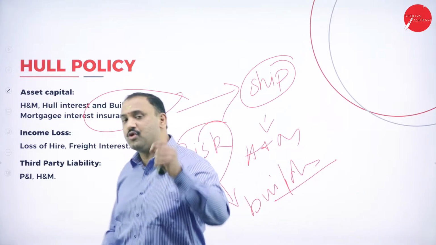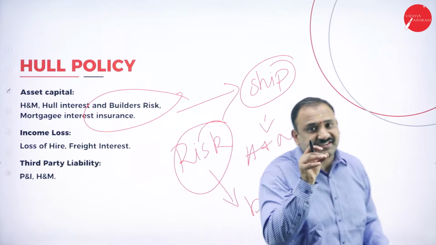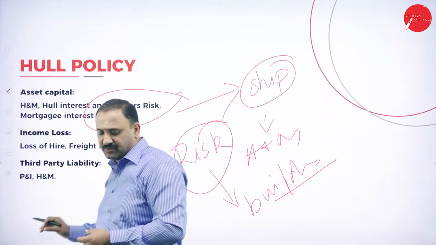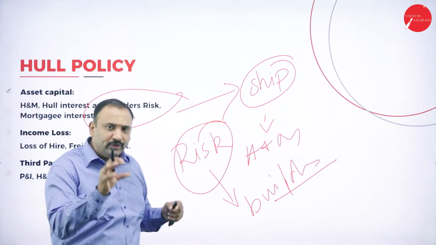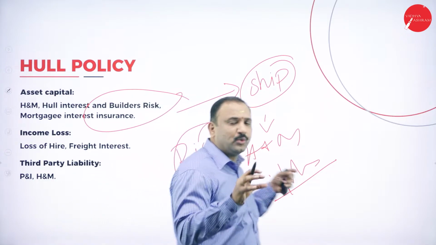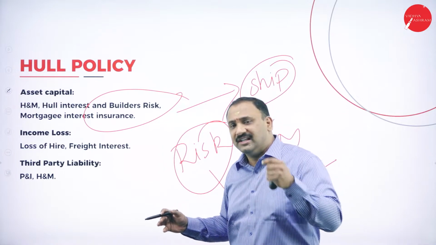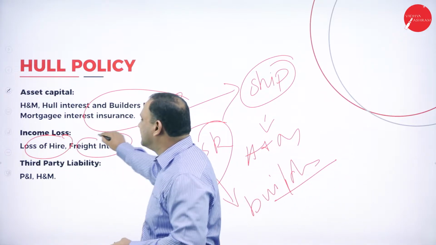And if the ship is going to be mortgaged for some purpose altogether, what is the risk and the insurance factor associated with this? So with all these factors in mind, we will be getting into the asset capital insurance factor. Now, the income: loss of hire, loss of the freight interest factor.